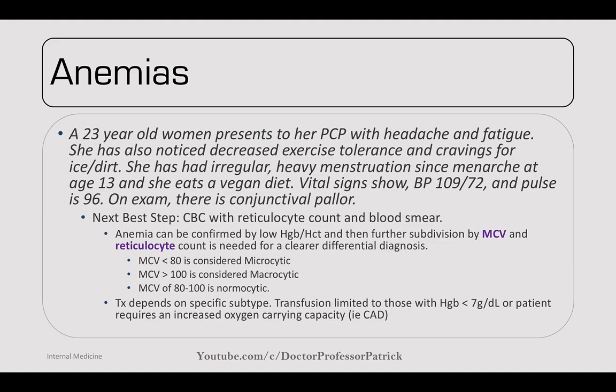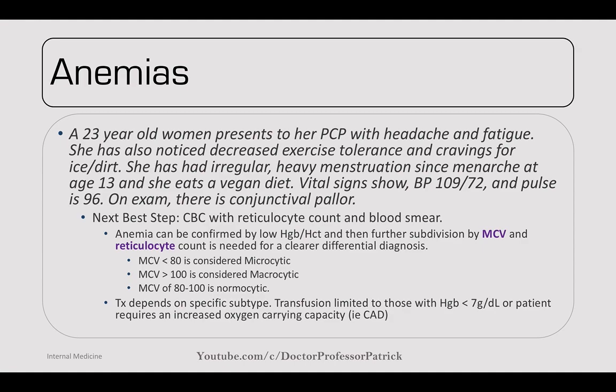Vital signs show a blood pressure of 109/72, a pulse of 96, and on exam there's conjunctival pallor. The next best step here would be to do a CBC to determine if she's anemic, and you can order a reticulocyte count and a blood smear for further workup. Anemia can be confirmed with the low hematocrit and hemoglobin, and further subdivided by their MCV, the size, and reticulocyte count for a clearer differential diagnosis.